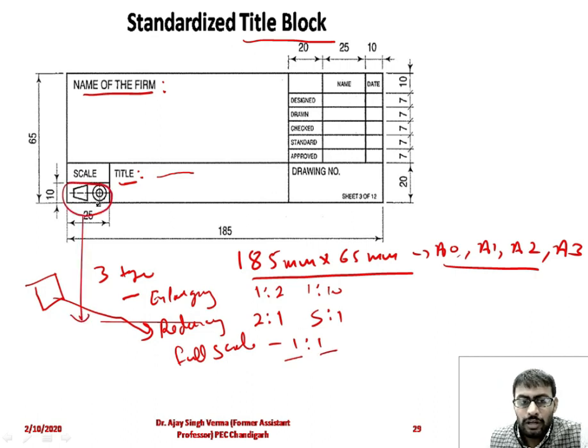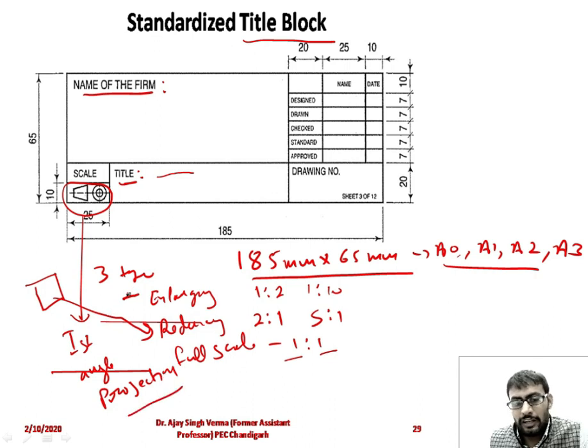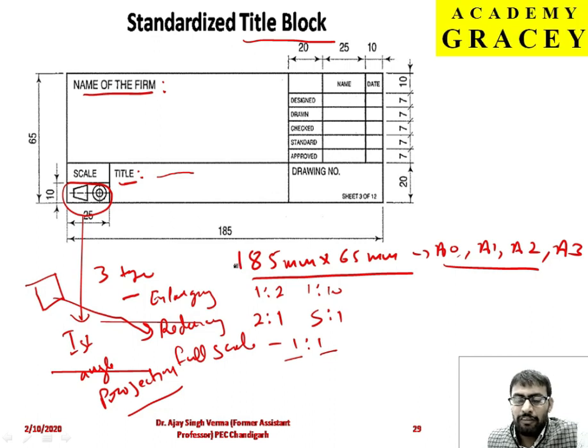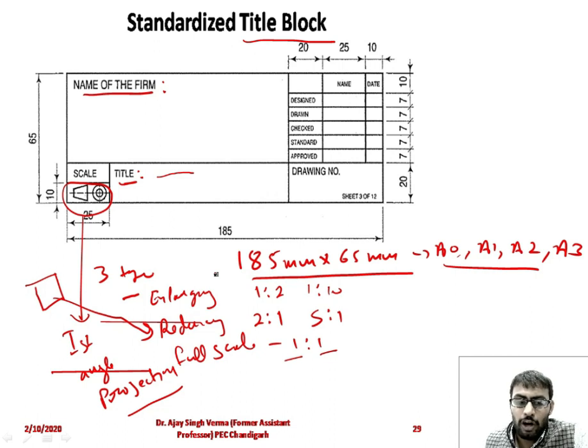Next is the symbol of the projection method. It means at what angle we make the drawing. So this is the symbol of first angle projection. We will discuss in our next series what the plane is, what the horizontal plane is, what the vertical plane is, and how many angles there are: first angle projection, second angle projection, third angle projection, and fourth angle projection. In projections we will discuss in depth. Right now I'm just talking about the title block.